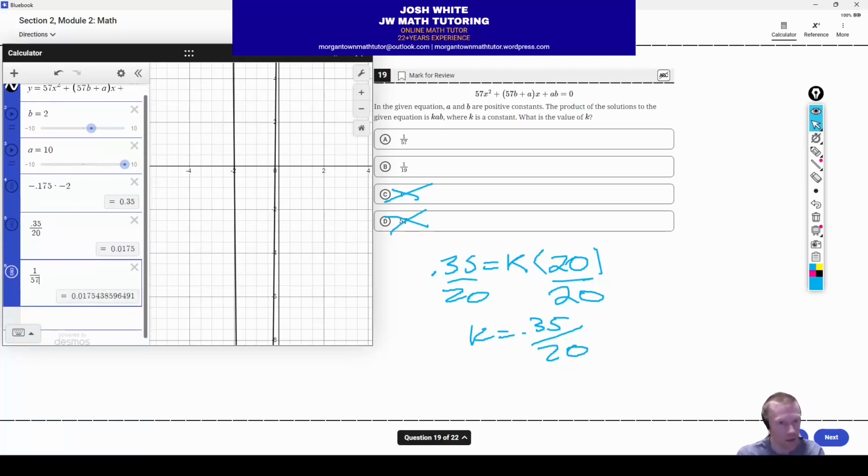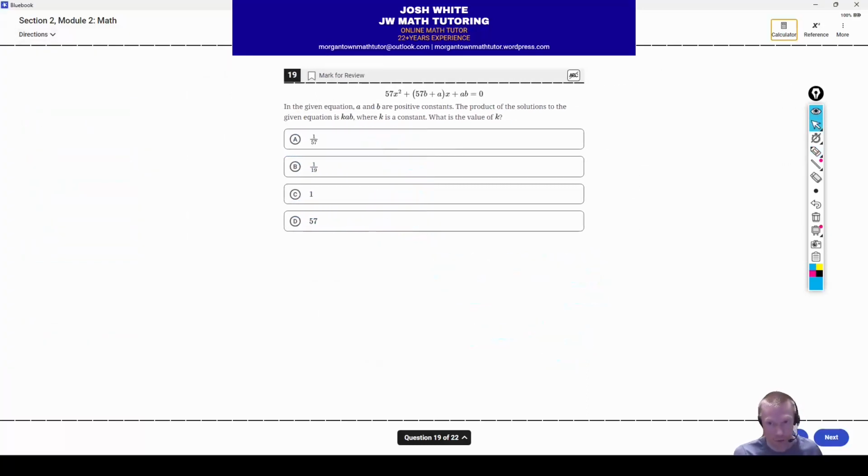And if you do A, notice it's pretty close. It just has more decimals. You know, it's 0.0175438 and so on. But still, we know that A has to be the correct answer. So that's how you could do this entire problem, again, in Desmos as well.